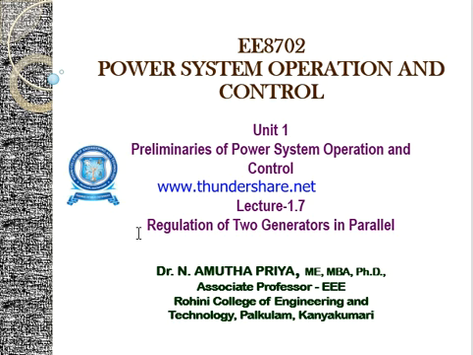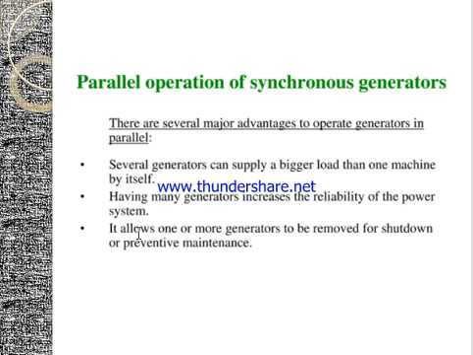We are discussing the power system operation and control course, where we are going to discuss the regulation of two generators in parallel. So parallel operation, why is it required and how is it advantageous? These are the things which we are going to discuss first.